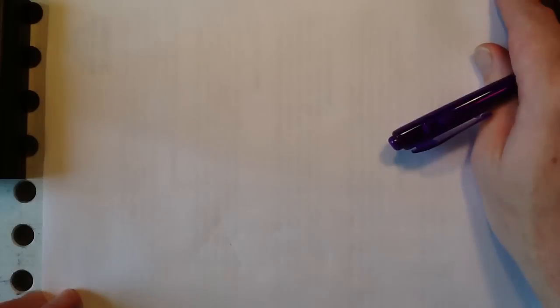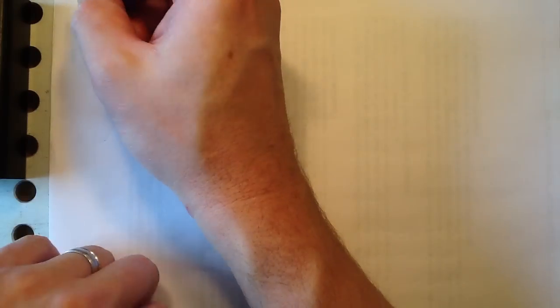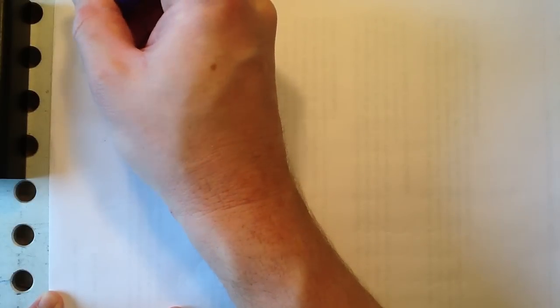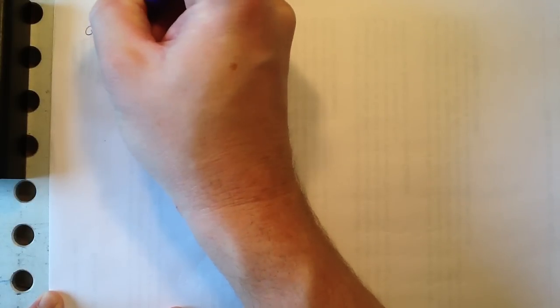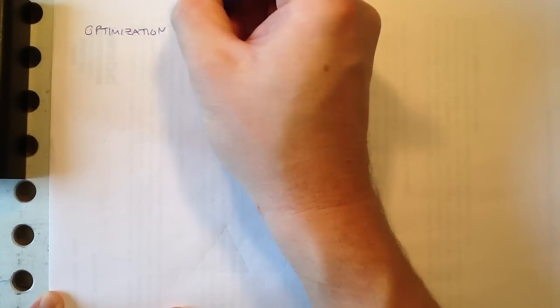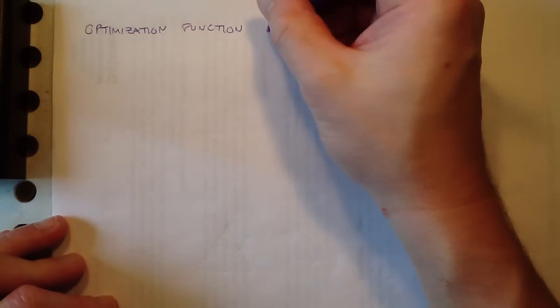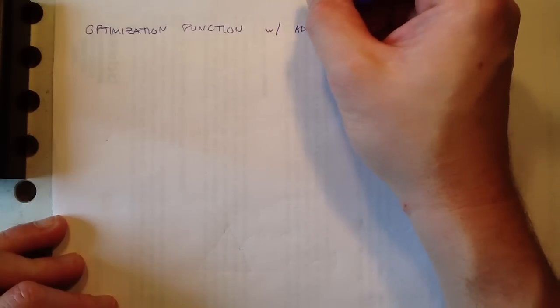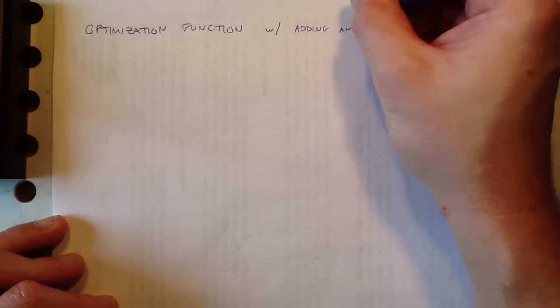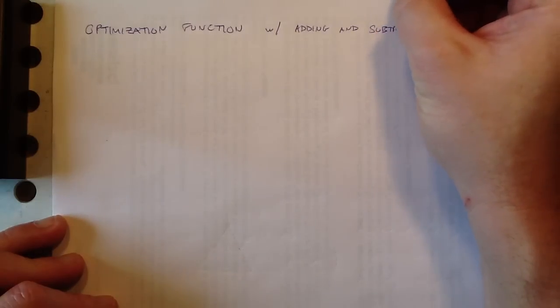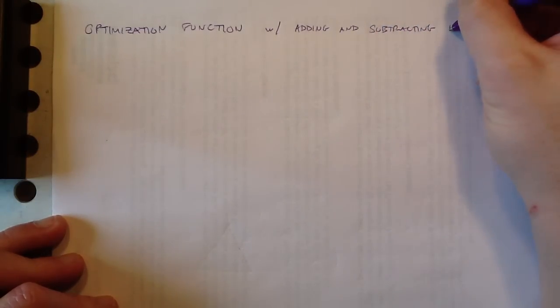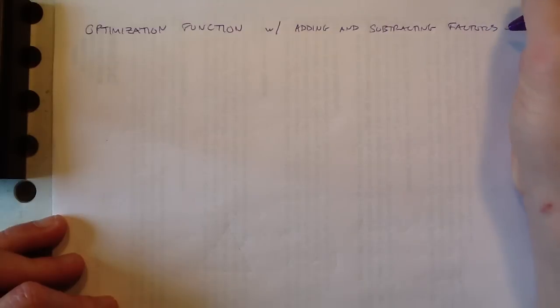Now, the other classic type of maximum minimum problem, I mean, sometimes you're just given a function and you want to find the maximum or minimum, but oftentimes we see this scenario. We could call this optimization function with adding and subtracting factors. So what does that mean?